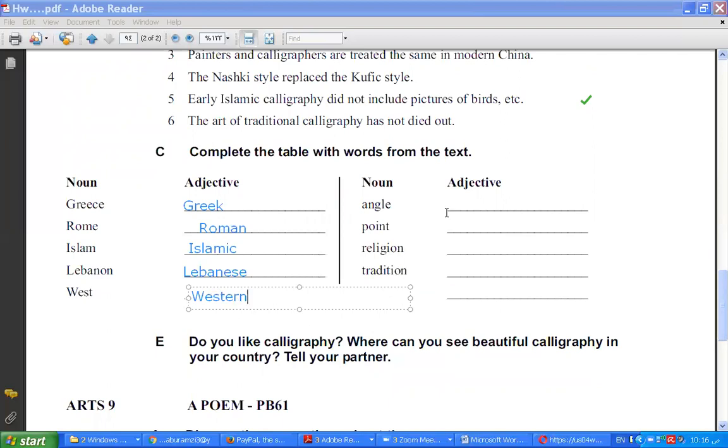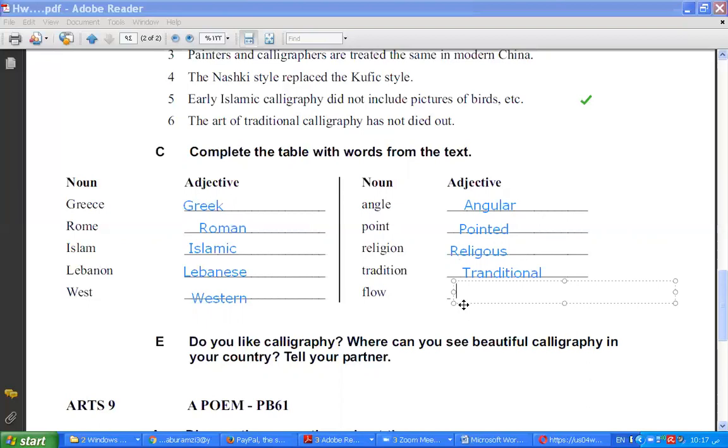Western. Okay. Angle, angular. Point, pointed. Do you remember the pointed brush? Yes, I remember. Religion, religious. Tradition, traditional. Flow, fluid? No, flowing, okay. Yes, that is.